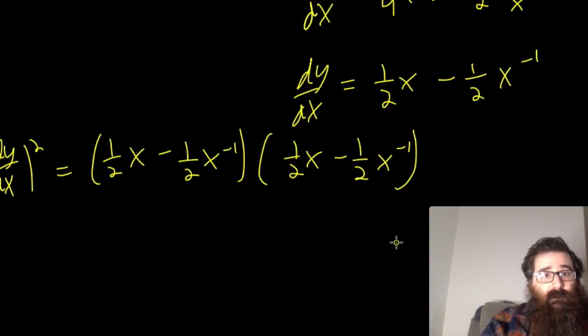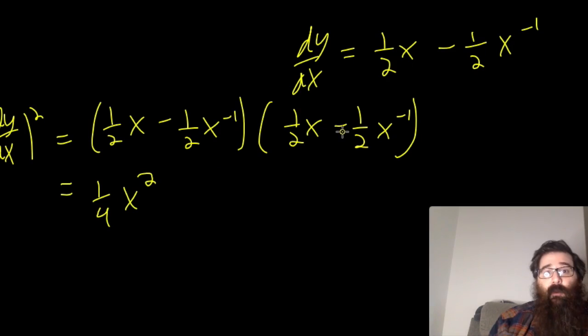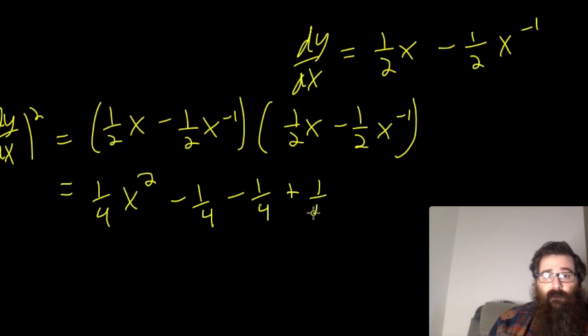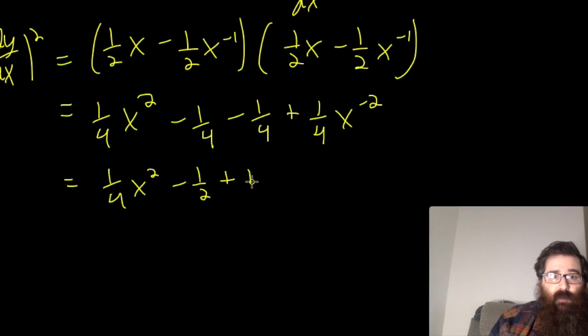And I want to FOIL this out. We say, sure, we can FOIL. 1/2 times 1/2 is 1/4. X times x is x squared. For the outer and inner terms, they should be the same. I get 1/2 times negative 1/2 gives me negative 1/4. But x times x to the minus 1 just cancels. And then I get another negative 1/4. And for the last term, negative times negative is positive. 1/2 times 1/2 is 1/4. X to the minus 1 times x to the minus 1 is x to the minus 2. And then I can go ahead and combine my constants and say, well, this is going to give me 1/4 x squared minus 1/2 plus 1/4 x to the minus 2.